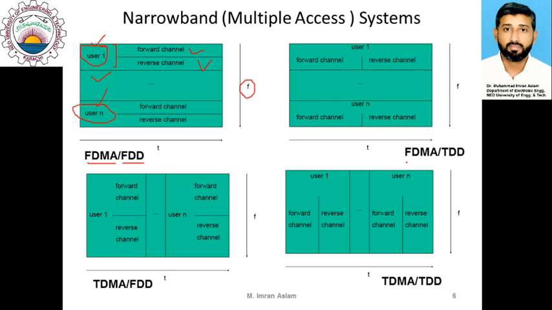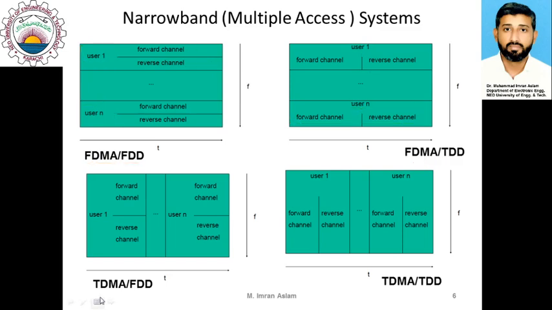Similarly, if we use FDMA with time division duplexing, in that case different users are allocated different frequencies. User 1 is allocated a different frequency, user 2 is allocated a different frequency, and all the users are allocated different frequencies, but the forward and reverse channel for a single user share the same frequency, and the transmission in forward and reverse direction is made at different time slots.